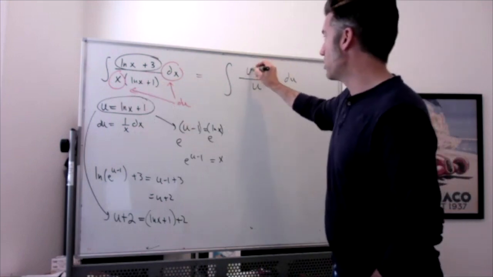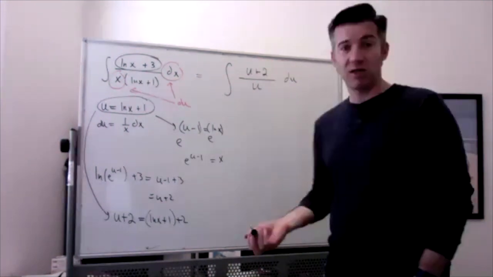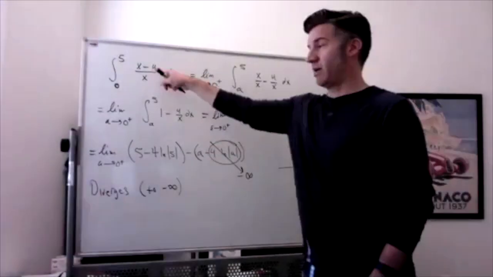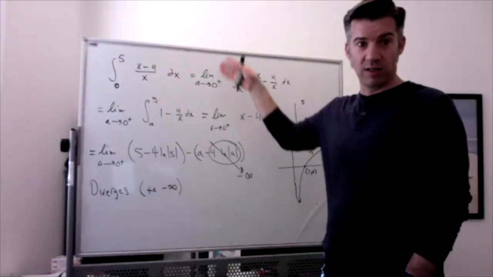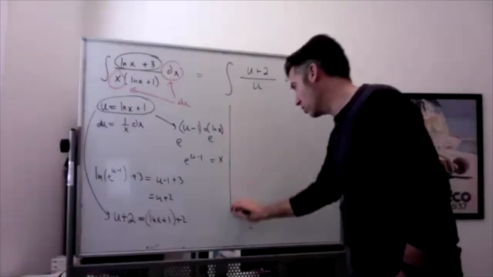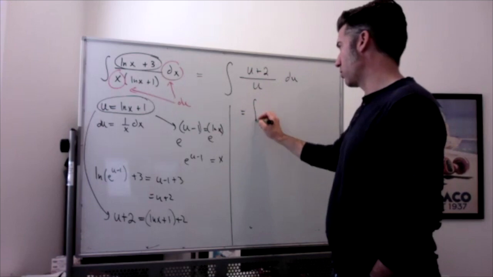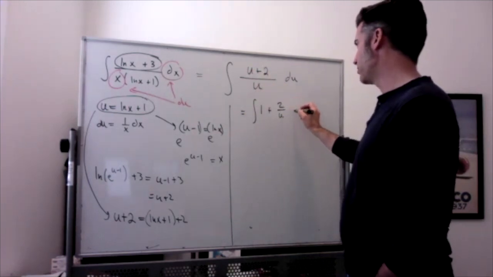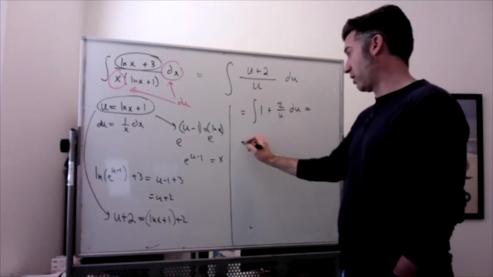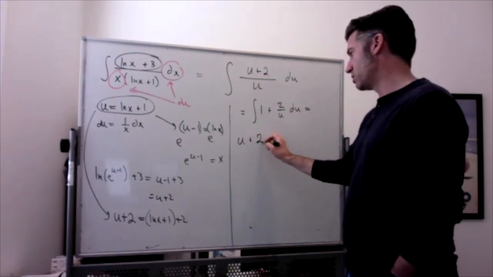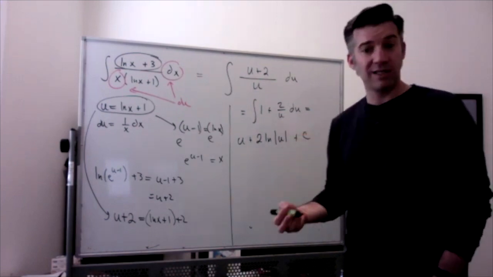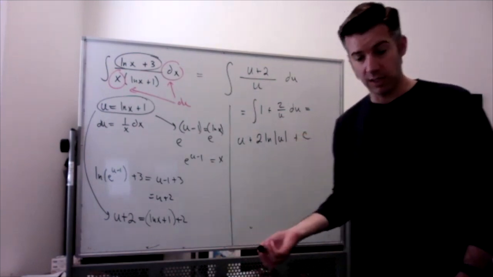That's going to be a u plus 2. And this is actually going to be very similar to the integral we just did, right? When we integrated x minus 4 over x, we broke it up into two fractions, then we divided each thing. Same kind of idea here. We're going to write this as the integral of u divided by u plus 2 divided by u. Then we're going to integrate, we're going to get u plus 2 natural log of the absolute value of u plus c this time because it's an indefinite integral, so we need the plus c.